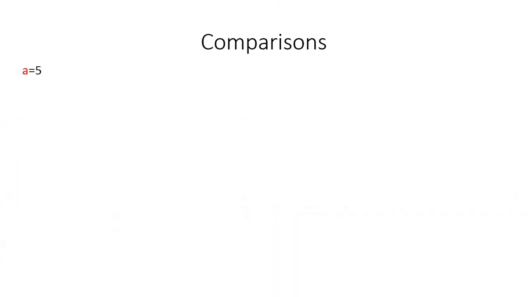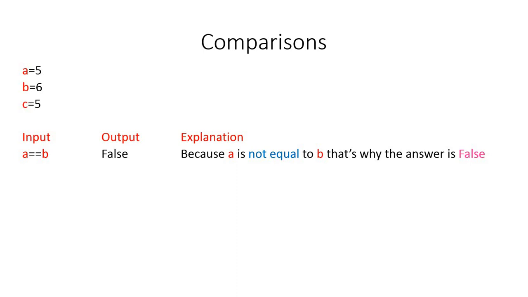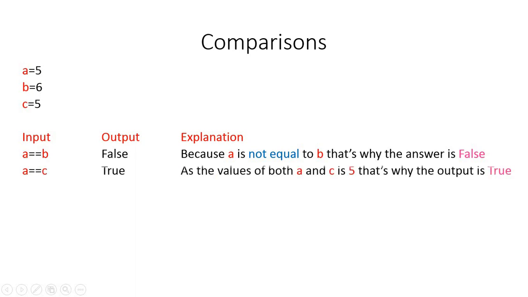Now comparison operators. For example, you have 3 variables which have different values, like A contains 5, B contains 6, and C contains the same value 5. One of the comparison operators is double equal signs. This double equal sign means that you are asking your computer, your Python, if A is equal to B or not. The computer will tell you if they are equal or not. If A is equal to B, it will tell you true. And if A is not equal to B, it will print on the screen false. Because we know A is not equal to B, because A is 5 and B is 6, so they are not equal. A double equal signs C: as we know the value of A is equal to the value of C, so it is true.